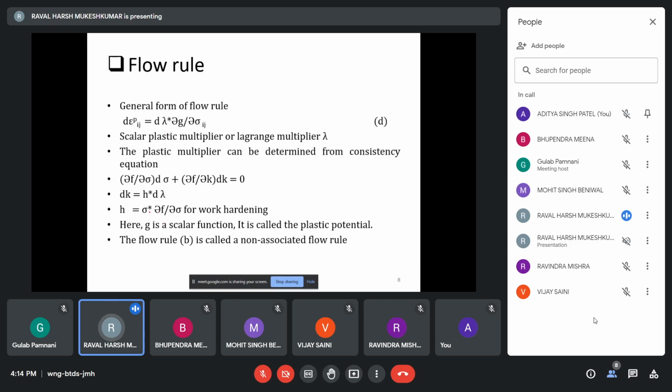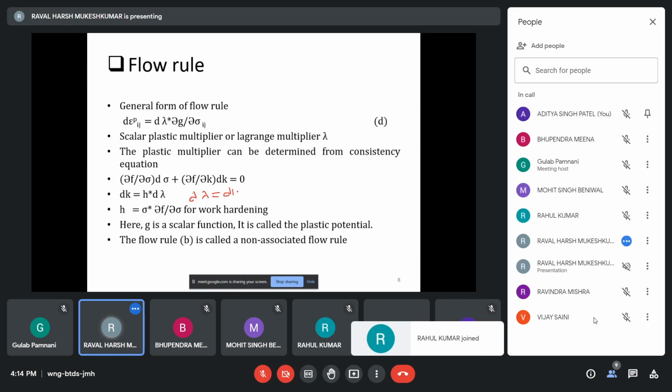Now, we can substitute the value of h into this equation, and then we can write this equation in form of d lambda. We can substitute this value of dk in the consistency equation and get the value of lambda, the plastic multiplier or Lagrange multiplier. Now here, sir, g is a scalar function. It is also called the plastic potential.